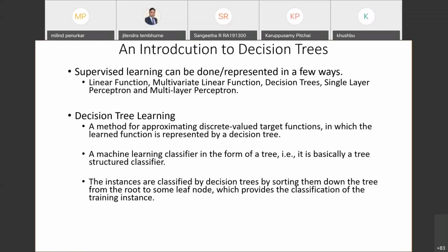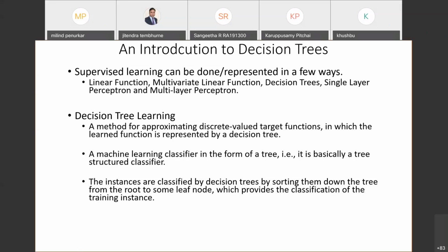It's basically a supervised learning mechanism. As I spoke about, supervised learning can be done or represented in a few ways. We have linear function, multivariate linear function, gradient descent, single layer perceptron, multi-layer perceptron, and so on. So there are multiple mechanisms by which supervised learning can be done. Here, decision trees are also one of the supervised learning mechanisms where we have training instances of input as well as output already available, right? And then decision tree learning is a method for approximating a discrete valued target function.